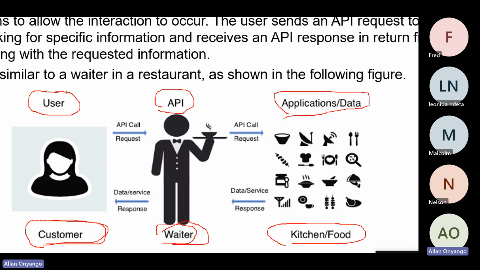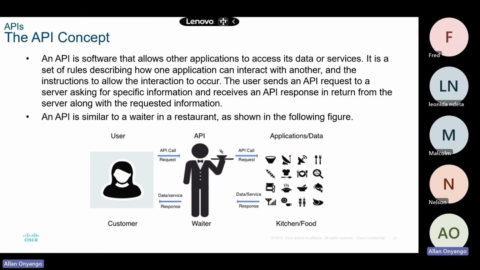All right. So the user uses an API to place an API call to make a request to an application and bring you back the service that you need there. And so that's how APIs actually work. It's similar to a waiter in a restaurant, like we have seen there. You can ask for any type of information from a server, for example, and you'll receive the response in turn from a server along with the requested information.